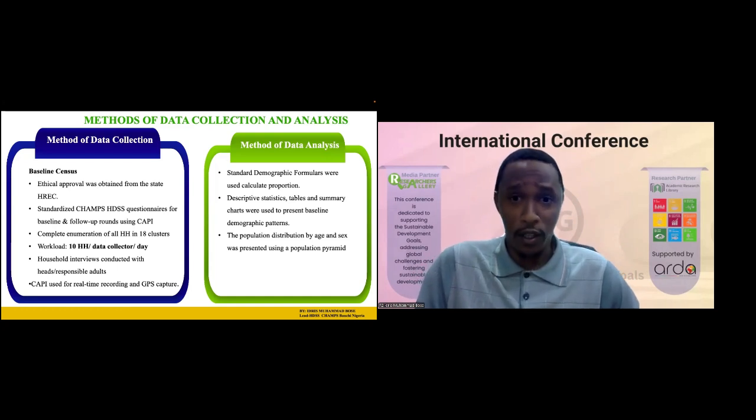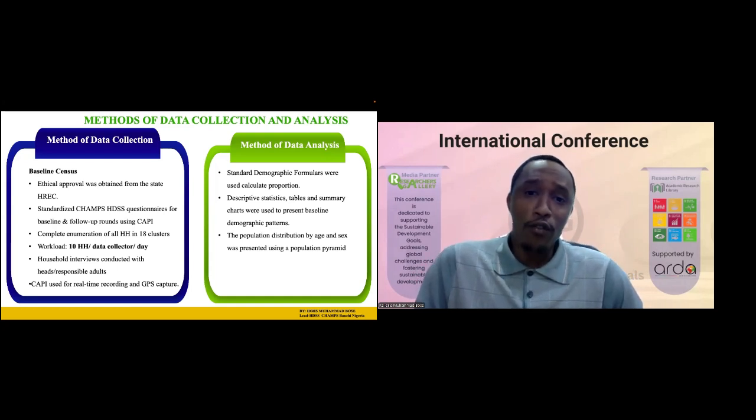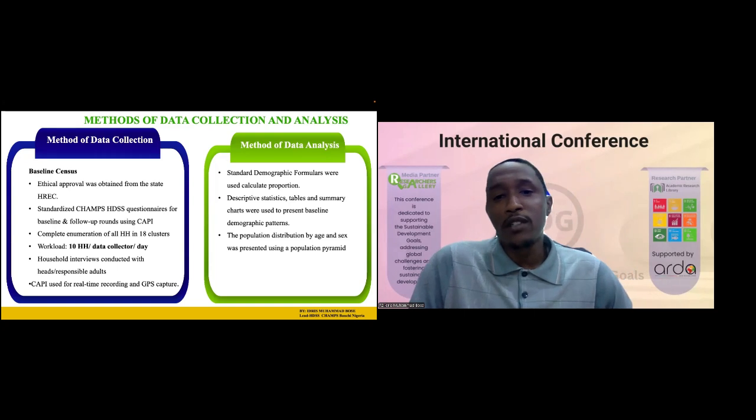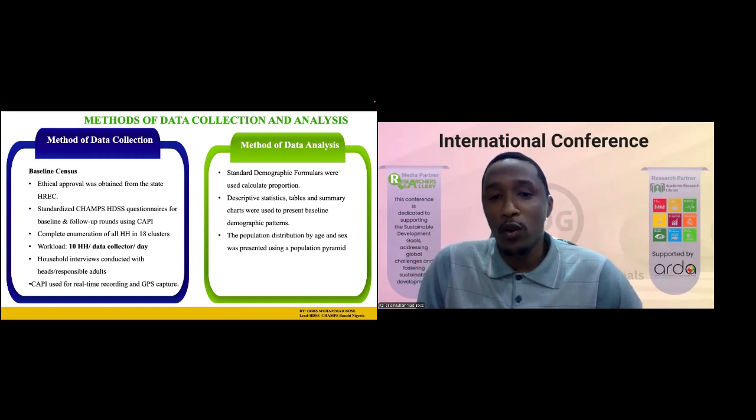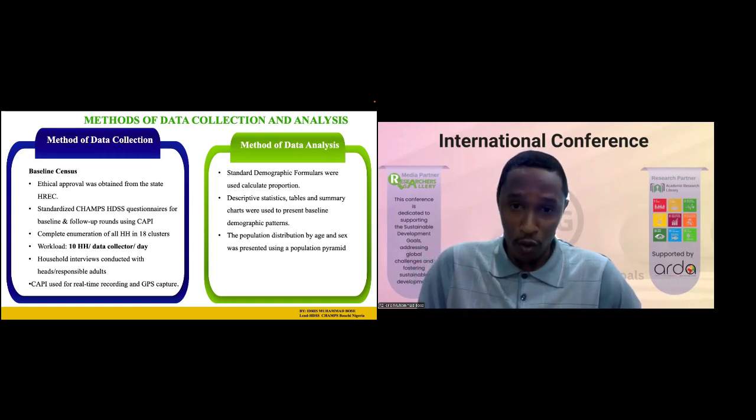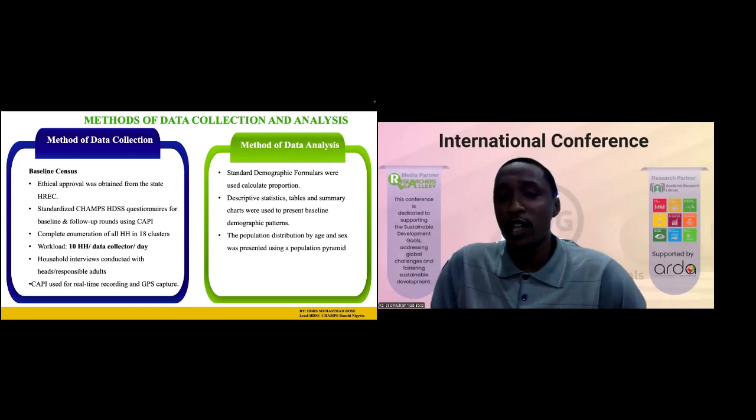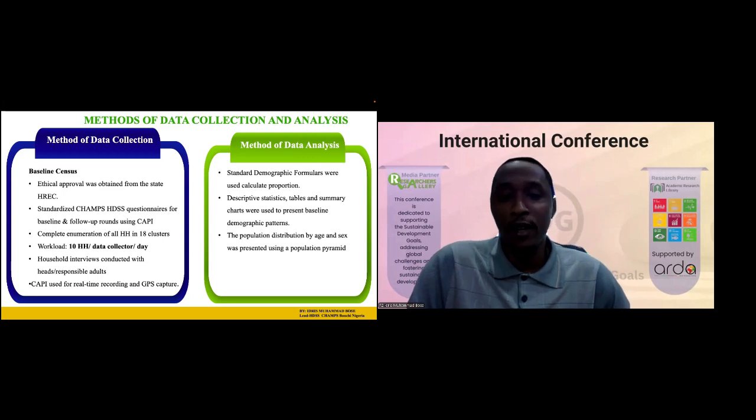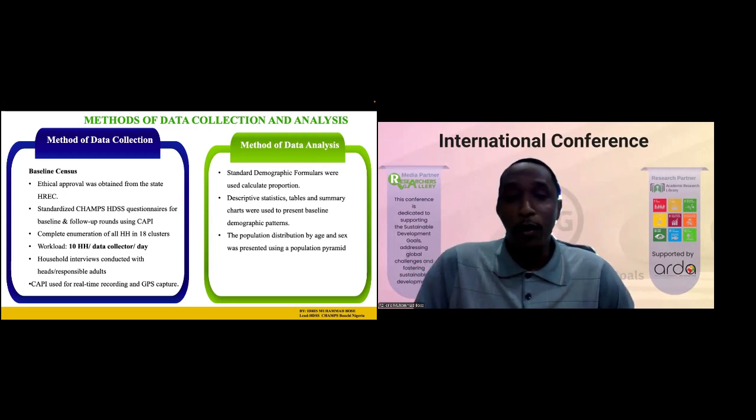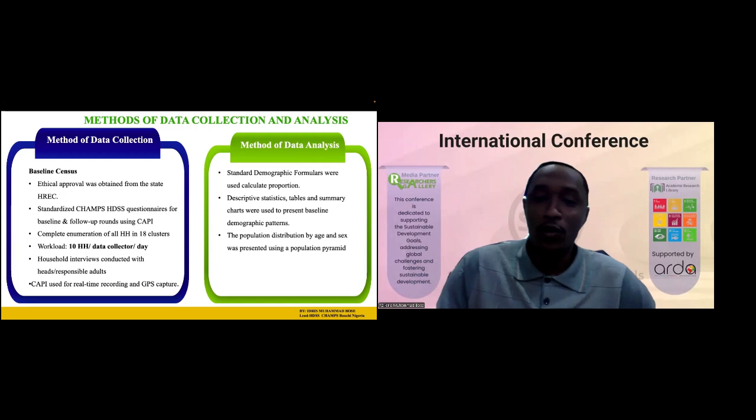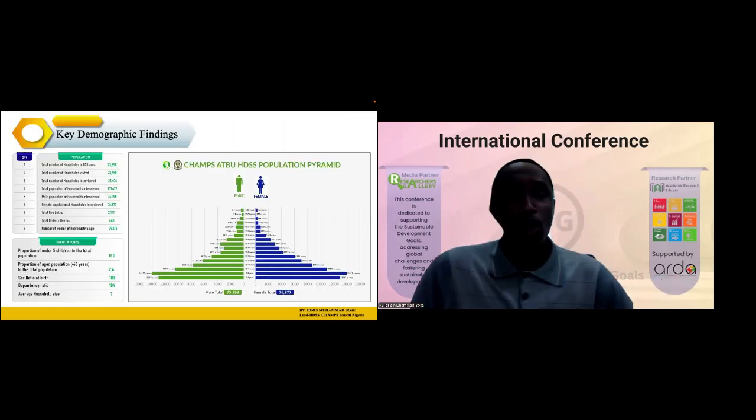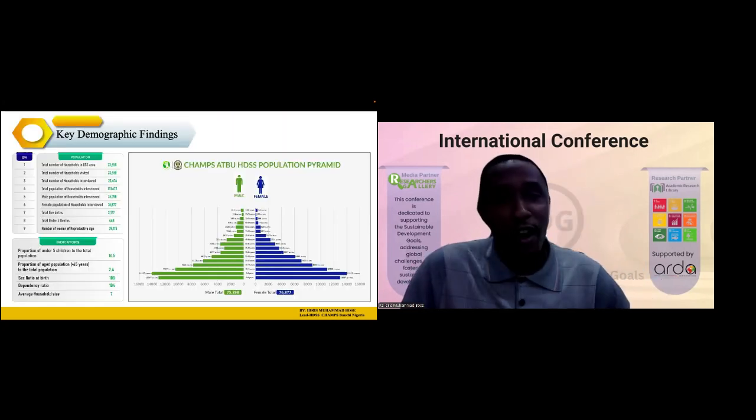day per data collector. So part of the method of data analysis, we adopted standard demographic formulas to calculate the proportion rates and the household size, and then descriptive statistics, tables, and summary charts were used to present baseline demographic patterns. The population distribution by age and sex was presented in a population pyramid. So these are part of the key demographic findings.